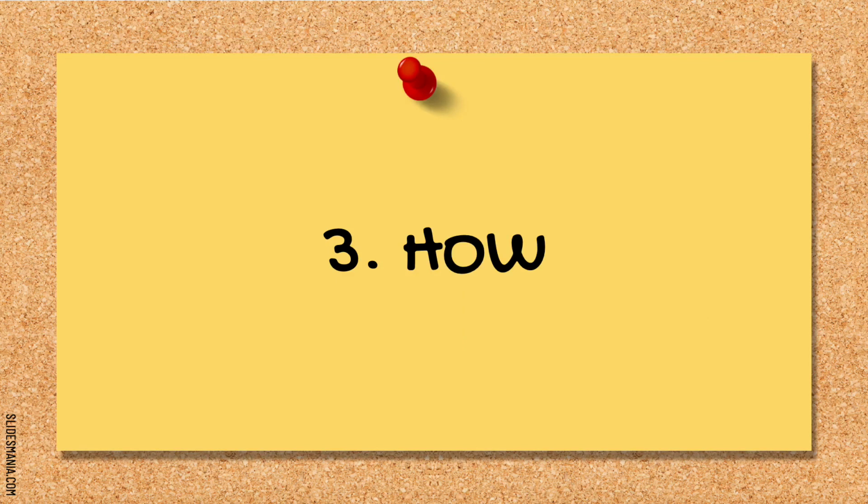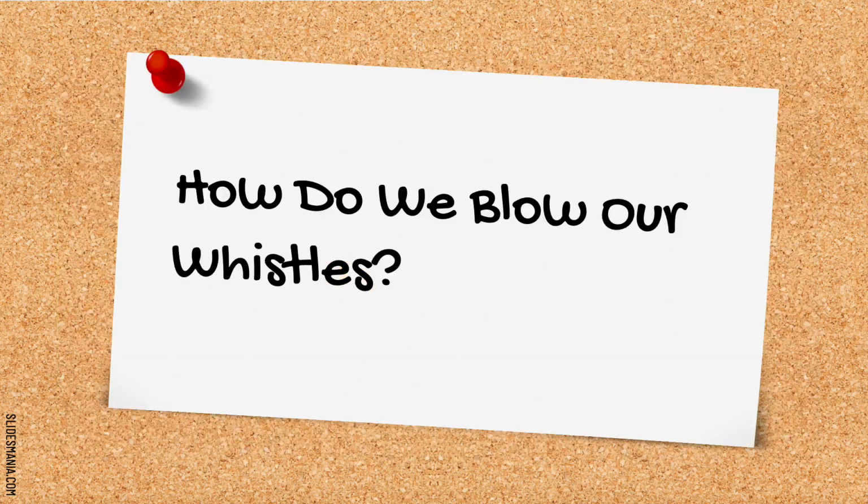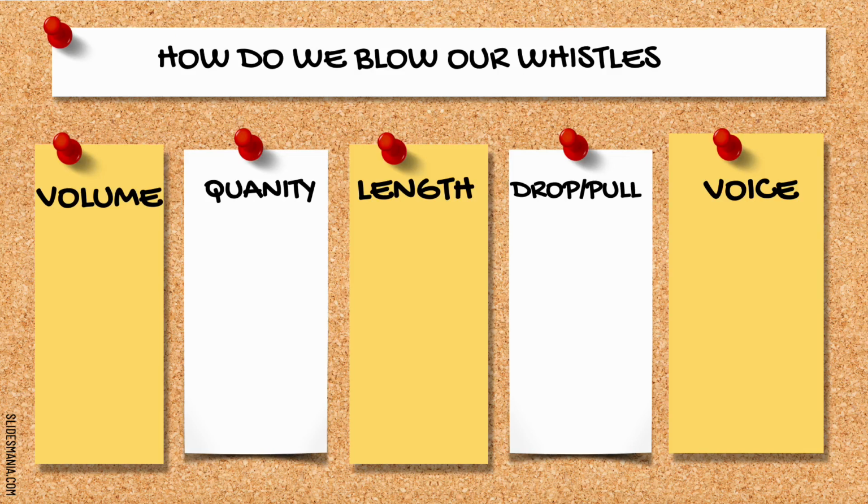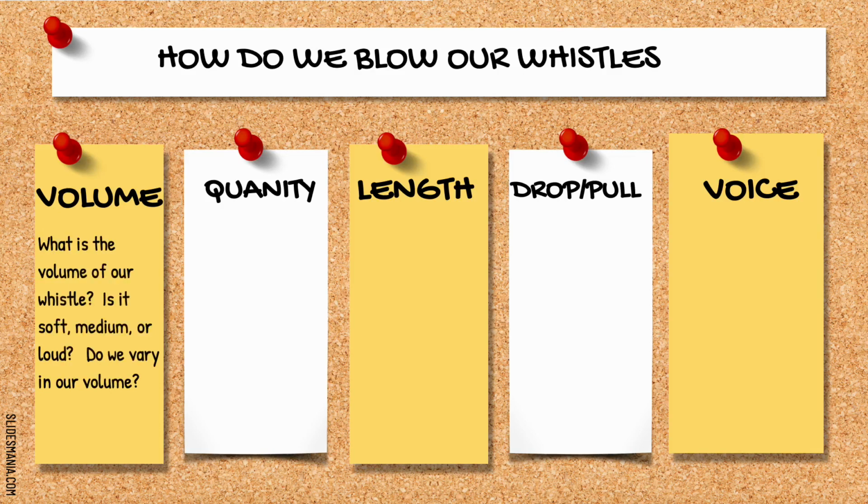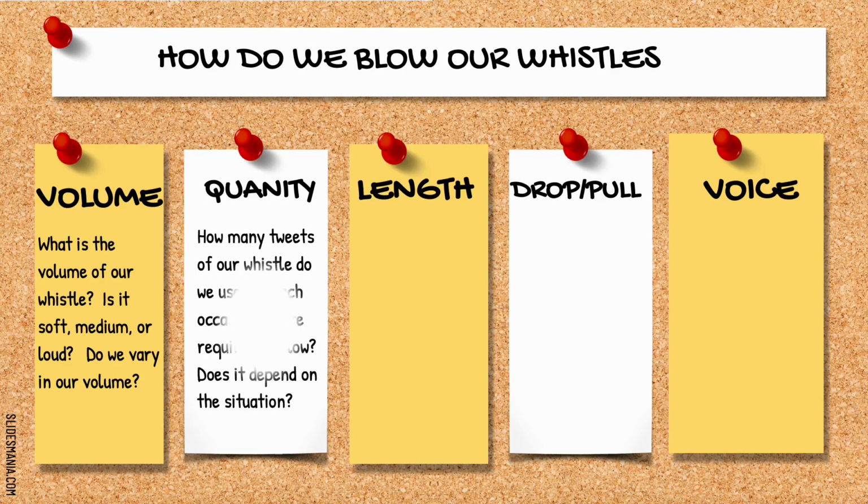Chapter 3. How. How do we blow our whistles? Let's go into how we blow our whistles. Volume. What is the volume of our whistle? Is it soft, medium, or loud? Do we vary in our volume? Quantity. How many tweets of our whistle do we use for each occasion we are required to blow? Does it depend on the situation?